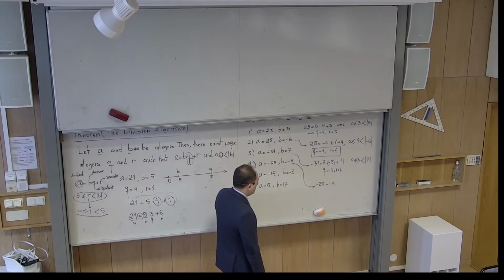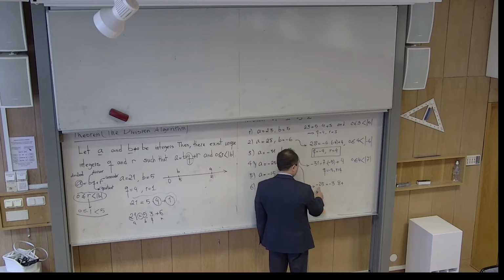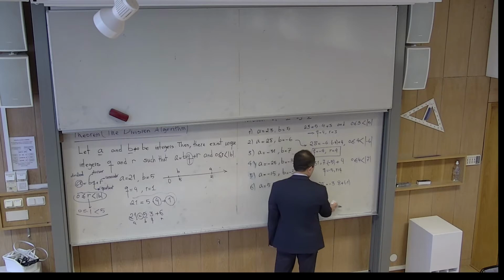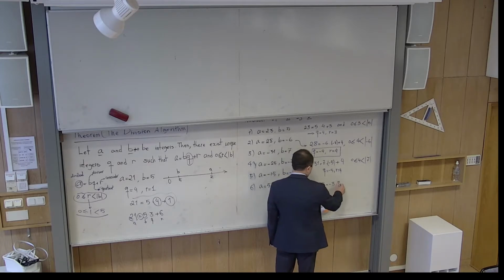If I multiply by 8, it becomes -24, yes? And then what should I do? Plus, not +1, because I want to go to -24. So I have to plus -1, which is not acceptable. So then what happens? I multiply by what? 9. Let us work this one.